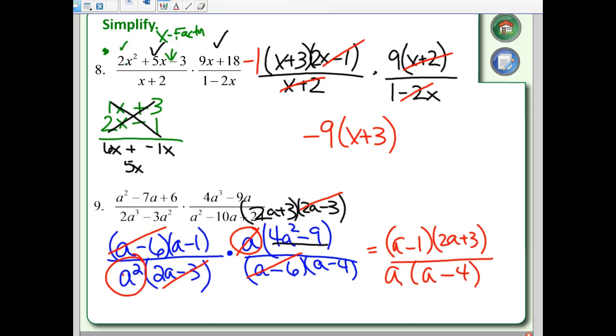Great job. Now, homework's going to take a little bit of time. I would definitely say long and drawn out, but you should be an expert at factoring by now. So let's give it a try, and we'll check answers tomorrow. You can start your homework now.